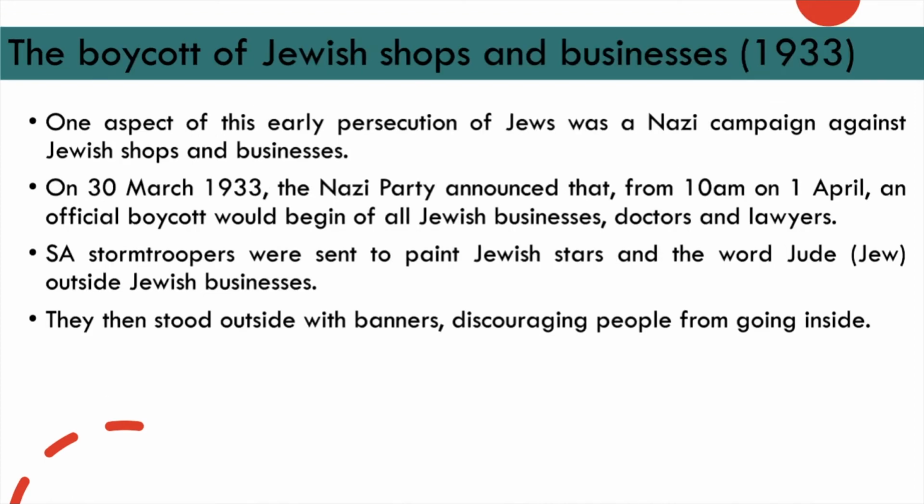One aspect of this early persecution of Jews was a Nazi campaign against Jewish shops and businesses. On the 30th of March 1933, the Nazi Party announced that from 10 a.m. on the 1st of April, an official boycott would begin of all Jewish businesses, doctors and lawyers. That means that the Nazi Party were calling for German people not to use Jewish shops, businesses, etc. SA stormtroopers were sent in to paint Jewish stars and the word Juden, Jew, outside Jewish businesses. They then stood outside with banners discouraging people from going inside.